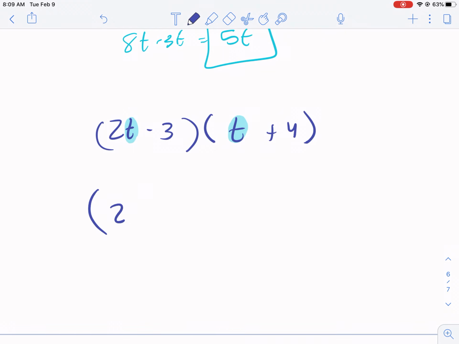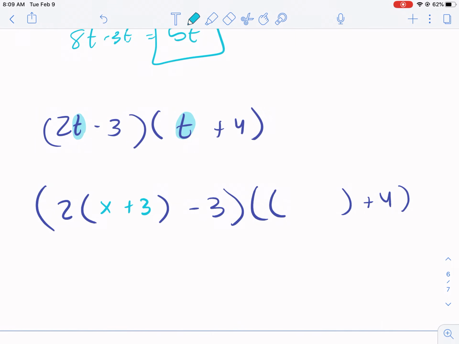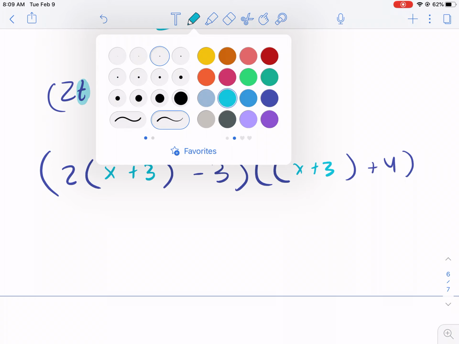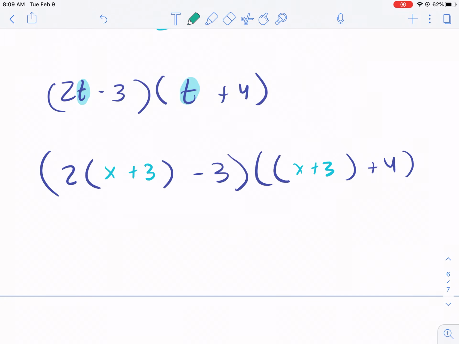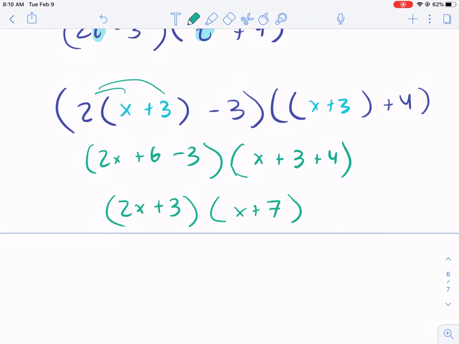We have 2, parentheses, minus 3, parentheses, then another parenthesis, plus 4, and then parentheses. So we had x plus 3 that we substituted, and then x plus 3. Now we're going to combine like terms. Let's use green. We're going to distribute. We get 2x plus 6 minus 3, in our parenthesis, times x plus 3 plus 4. We can just get rid of the parentheses. Simplify again, we get 2x plus 3 in this parenthesis, and x plus 7 in this one, and that's our final answer.